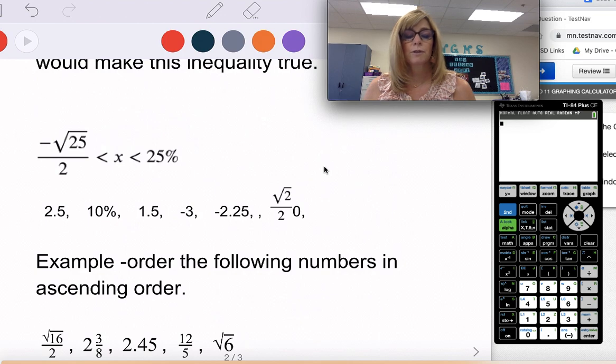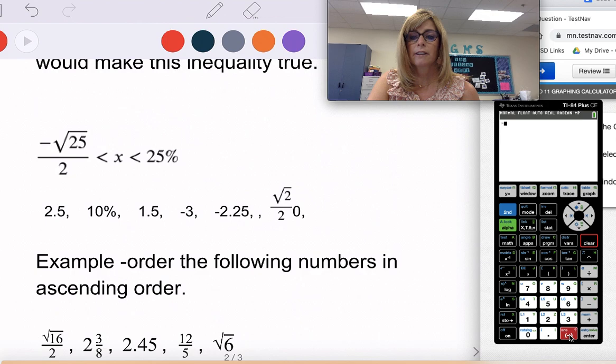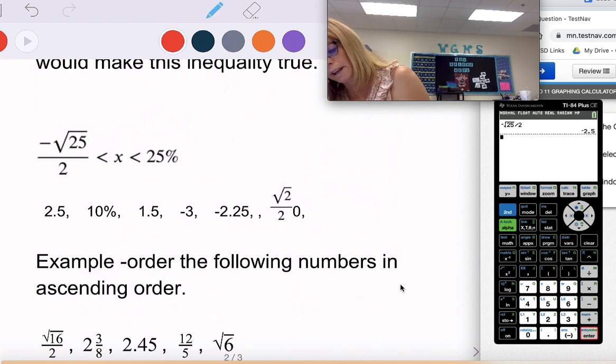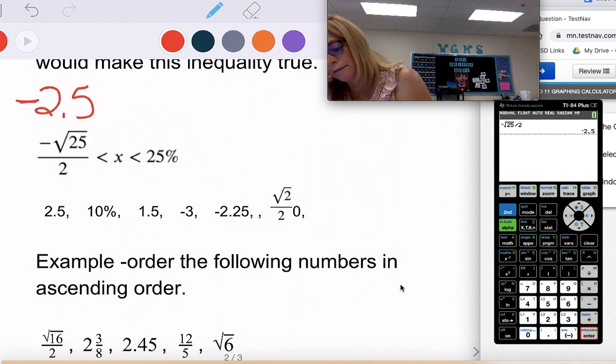So negative the square root of 25. I'm going to come over here to my calculator, negative, I'm going to take the square root, so remember we do second x squared, 25, and then you're going to have to hit the right arrow key to get out from underneath the radical, because then we're going to divide that by 2. So that's going to be negative 2.5. So this is equivalent to negative 2.5.